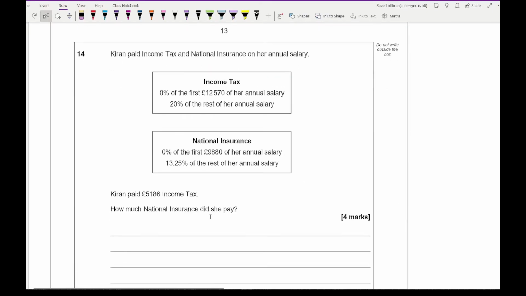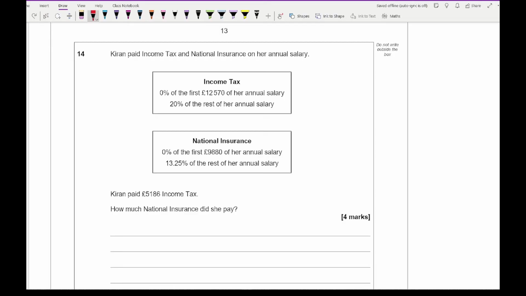Moving on to question 14, it says Kieran paid income tax and national insurance on her annual salary. For the income tax, it's 0% on the first 12,540 of her annual salary and 20% of the rest of her annual salary. For national insurance, it's 0% on the first 9,880 of her annual salary and then 13.25% of the rest. Kieran paid 5,186 income tax, and the question's asking how much national insurance did she pay.